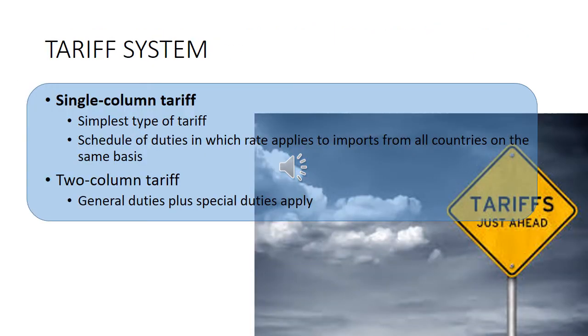Tariff system. There are single column tariff and two column tariff. Single column tariff is the simplest type of tariff, a schedule of duties which are applied to imports from all countries on the same basis, while two column tariff is usually general duties plus special duties applied.